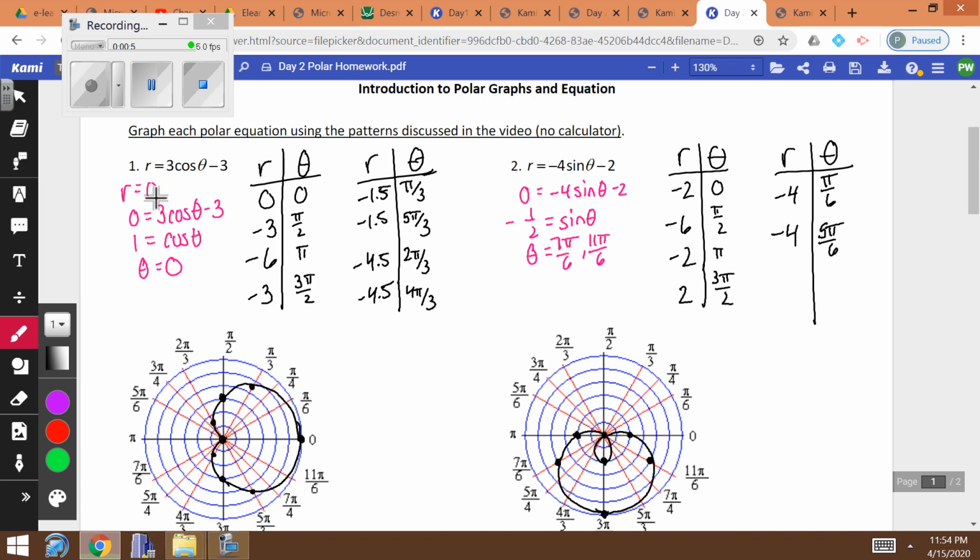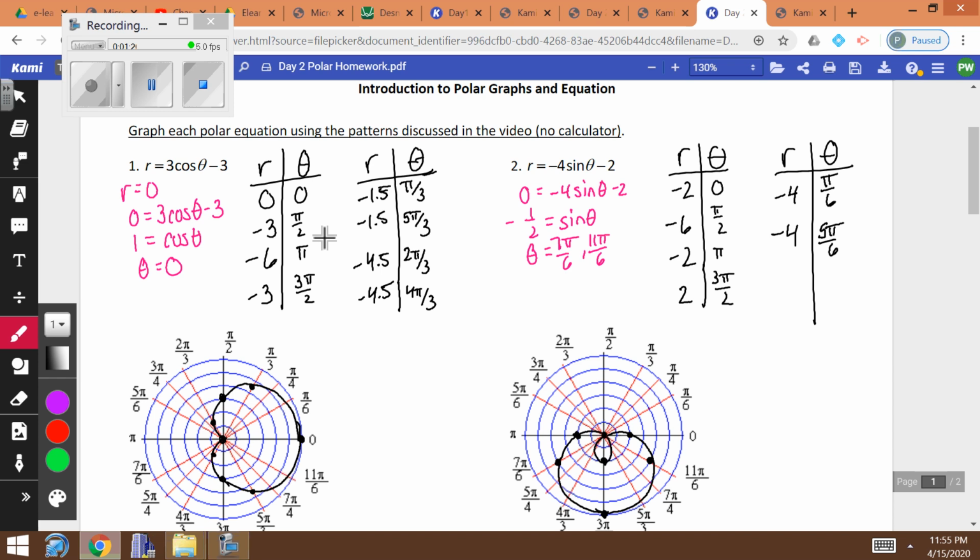So if I put r equals 0, we solve it. We want to know where the cosine is 1. The cosine is 1 at 0, and there's only one place where the cosine is 1. So that means you only have one place where your graph intersects the pole. That tells us right away that this is going to be a cardioid instead of one of the other limacons. Then, to get some other points along the way, we know this is a cosine, so it's going to be symmetric to our horizontal axis.